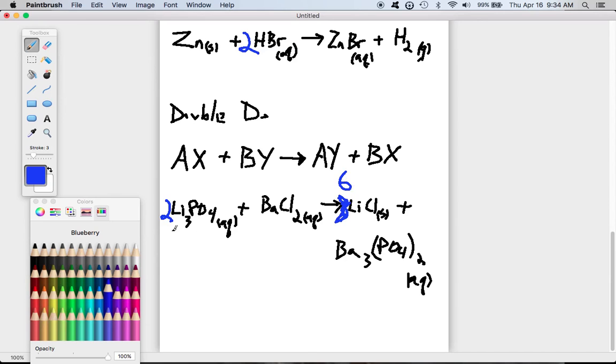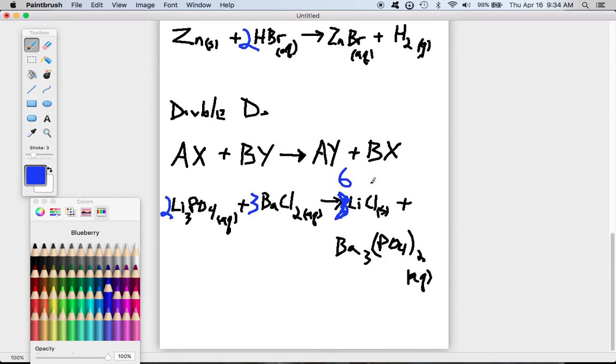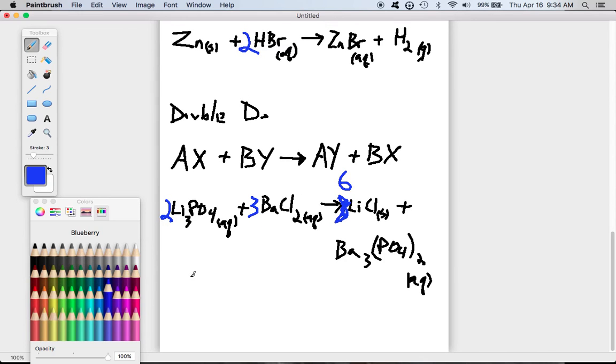Alrighty. So let me go. Lithium. I got 6 lithiums, 6 lithiums. Check. I've got 2 phosphates, 2 phosphates. Checked. Let's take a look at the barium. I got 1 barium there, and I got 3 bariums there, and I'll put a 3 there, and that also balances out my chlorine. So I've got 6 chlorines here, 6 chlorines there, and I've balanced out my double displacement reaction. I ran out of room at the bottom here. I gotta make it taller next time.